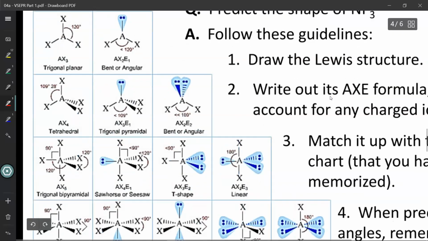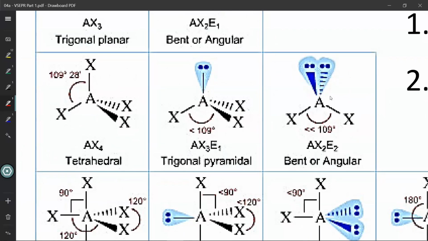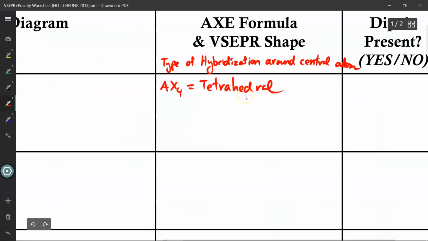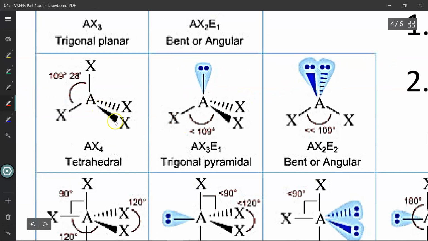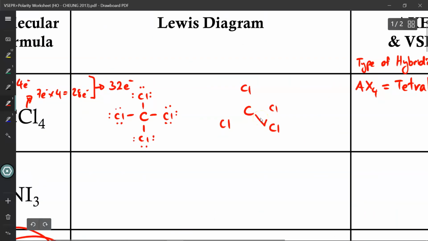If we look at our chart, we can see that AX4 is going to be a tetrahedral shape. So I'm going to write out tetrahedral, and let's draw its three-dimensional structure. So we have 1 bond popping out of the page, 1 bond going into the page, and 2 that are going to be on the page itself. So 1 bond popping out of the page with a solid line, and then 1 going into the page with a hashed line, and the other 2 are going to be on the page itself with a regular line. And there's my three-dimensional drawing.